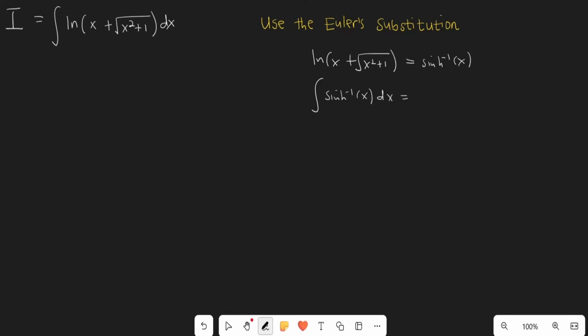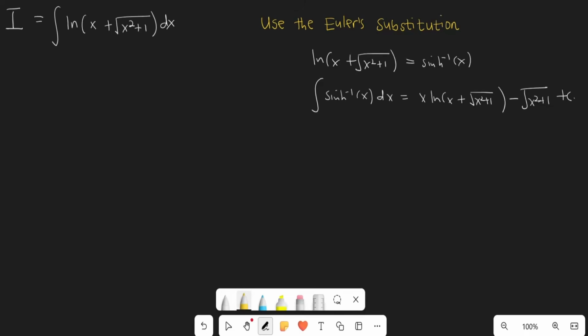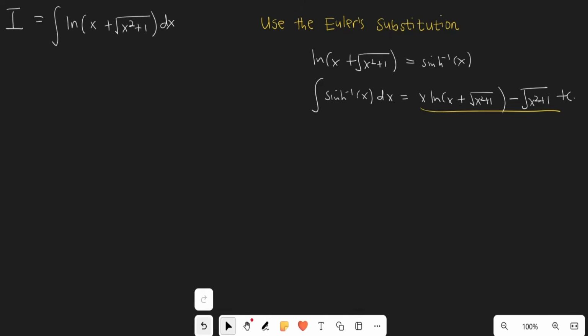parts. And when you do this, the answer is x ln of x plus the square root of x squared plus 1, minus the square root of x squared plus 1, plus the constant of integration. So this is how to integrate this, but we are going to solve this one using the Euler substitution, right, to see whether we'll get the same answer here.